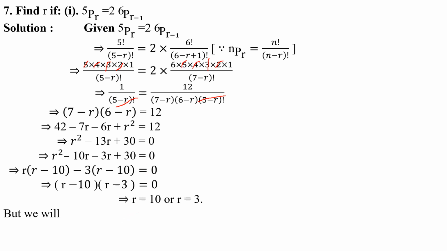But we will take only r is equal to 3, as 0 is less than or equal to r, which is less than or equal to 5. So here 5. This r value should not exceed 5. Okay, my children, understood this point, my children? Right. Therefore, r is equal to 3.